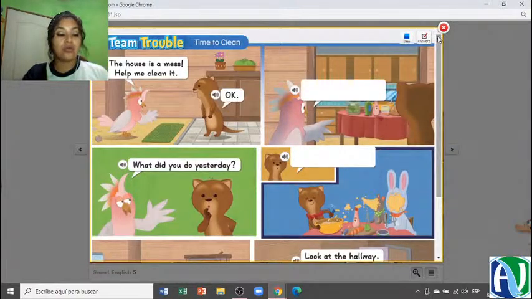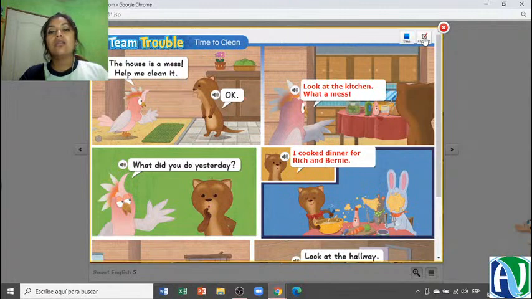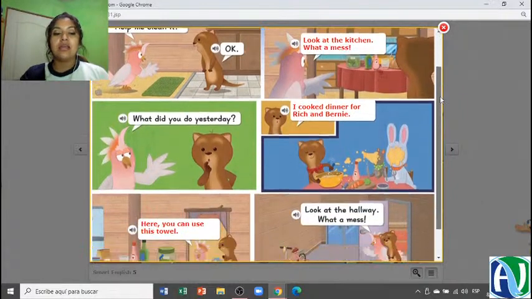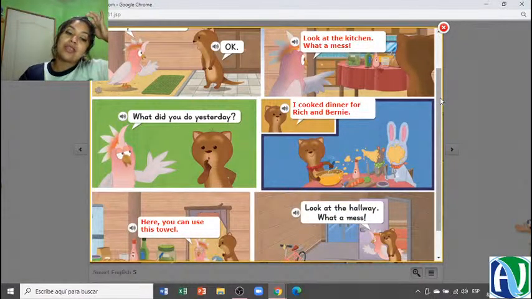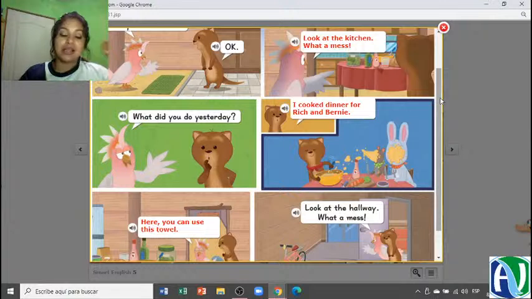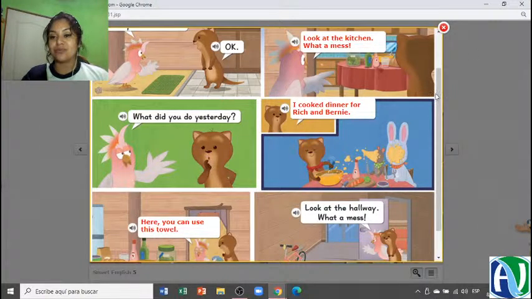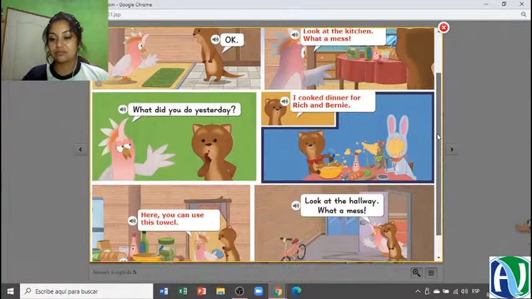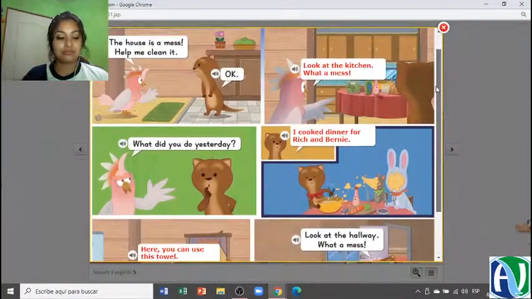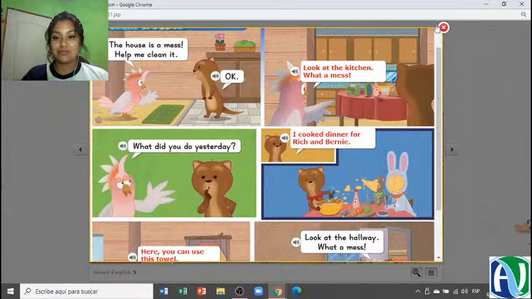And I'm going to show you the answers. And this is, look at the kitchen, what a mess. I cooked dinner for Bernie and Rich, and here you can use this towel. Aquí puedes utilizar esta toalla, sorry. 3, 1 y 2, that's correct. Okay, entonces correcto, la respuesta es 3, 1 y 2.